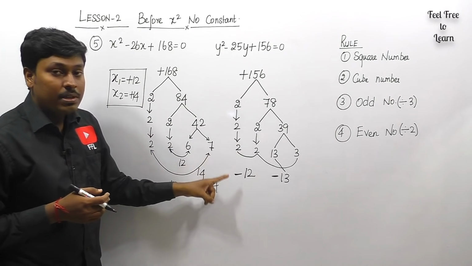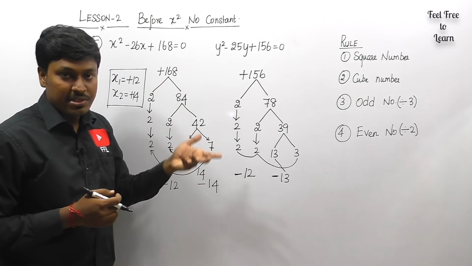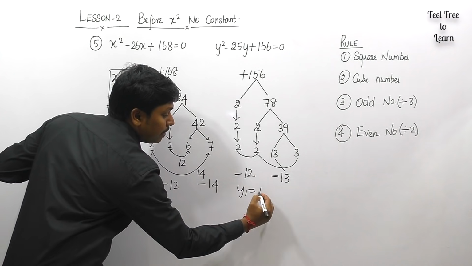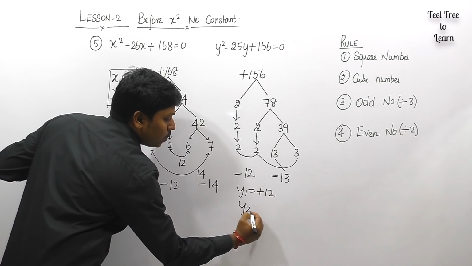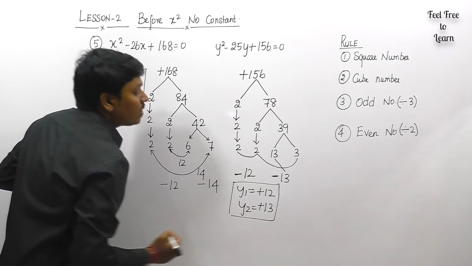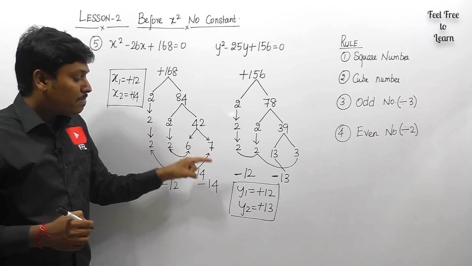When we multiply both the numbers, the resultant will be plus. When we add both the numbers, the resultant will be minus 25. So finally we got the factors, that is y1, here it is minus 12, but while writing it should be plus 12. y2, here it is minus 13, but while writing it should be plus 13. So finally we got the values of x, that is plus 12 and plus 14, and the y values will be plus 12 and plus 13.